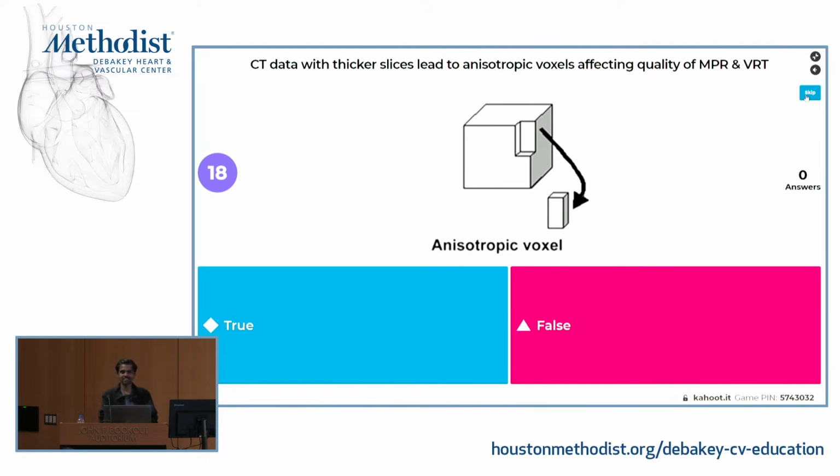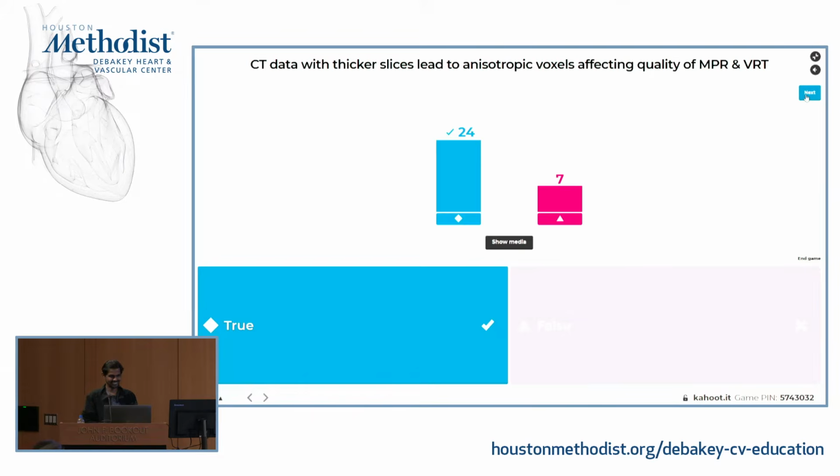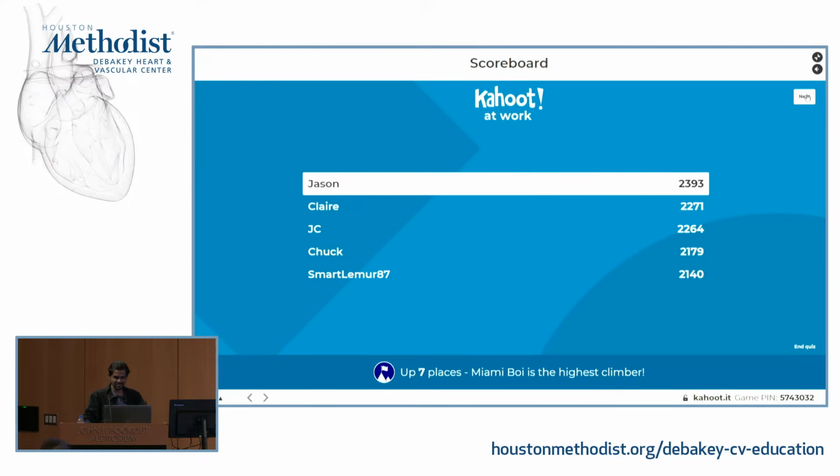So in a CT data with thicker slice, often we get referral CTs with 5mm cuts or 10mm cuts. What is the downside to those thicker slices? Okay, we still have some people saying false, which we'll get to in a second.